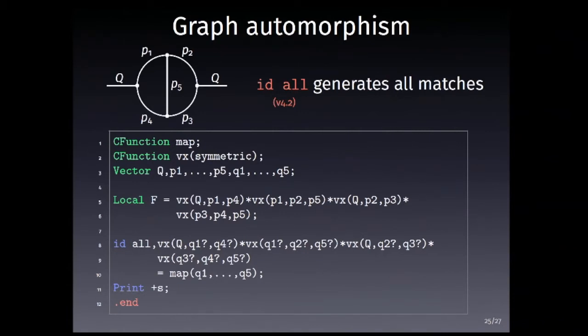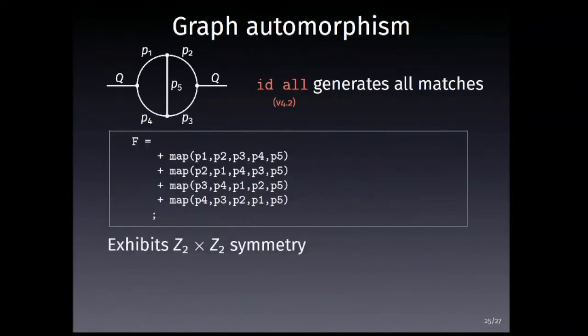So if I apply this graph with the all option, it gives these four terms, which actually shows the Z2 times Z2 symmetry of this graph, which is a horizontal flip and a vertical flip.